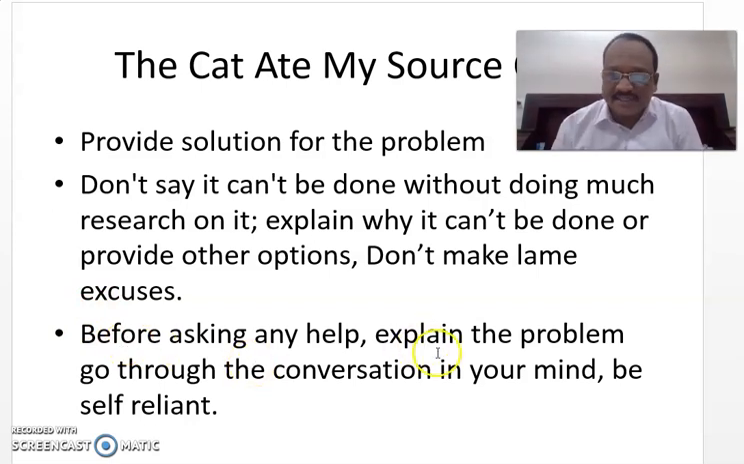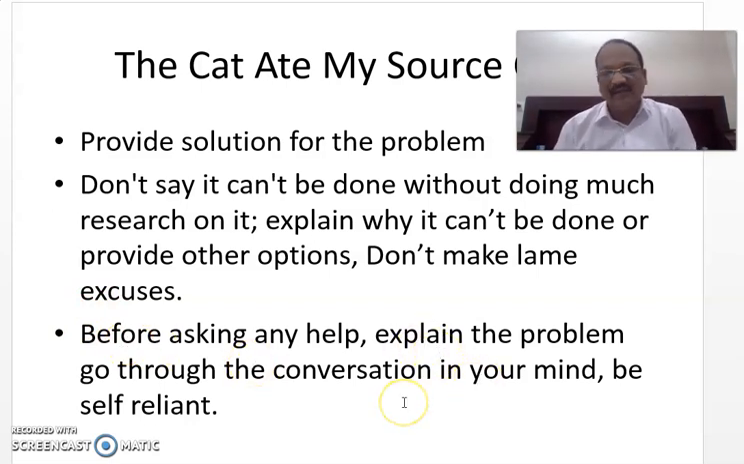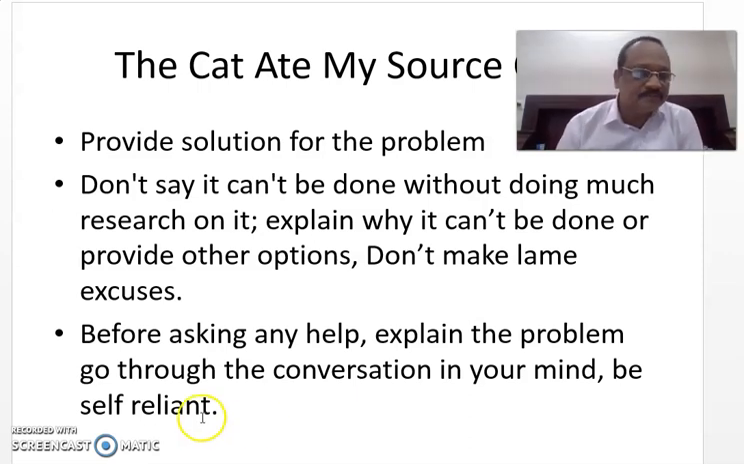Before asking for any help, explain the problem. Go through the conversation in your mind. Be self-reliant. When you are assigned a problem, don't immediately go for help. Explain the problem, then go through the conversation in your mind after doing research. Then try to be self-reliant as far as possible.